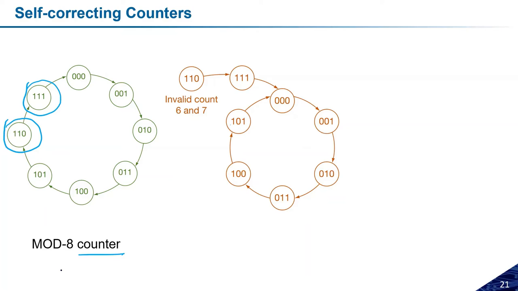Okay, so the self-correcting counter means that if all the sequences are not present, and there are some other sequences which can come into the sequence and those are invalid, and they are moving to the 000 sequence, then we can call them self-correcting counters. Okay, so these all are self-correcting counters.